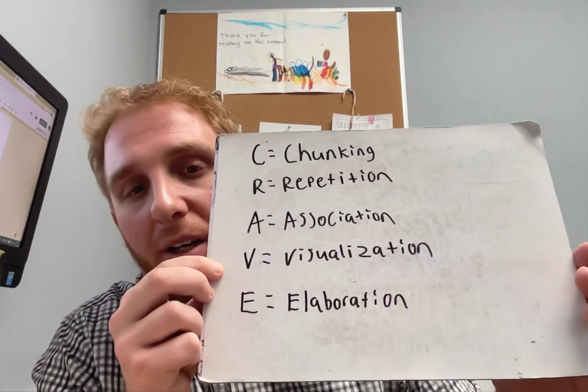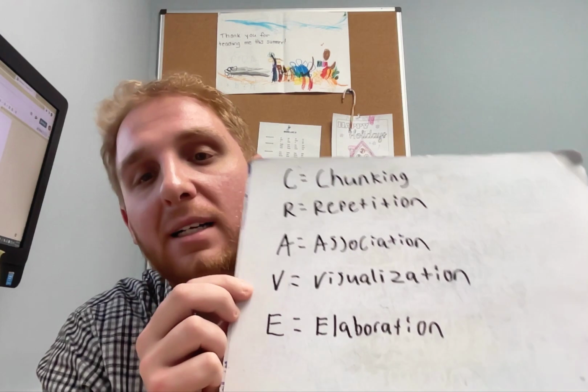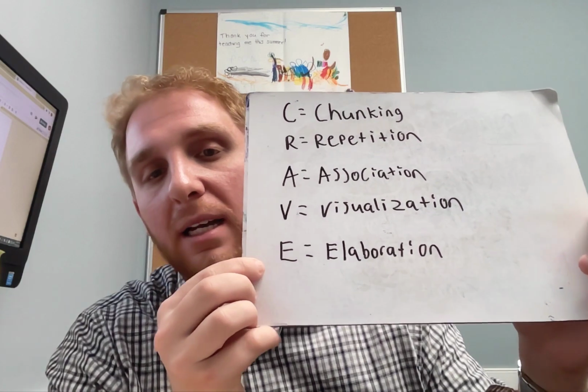The V in C.R.A.V.E stands for visualization. So this is basically just picturing what's going on in your head, having a mental image of it. And then the E stands for elaboration. This is basically taking information and turning it into a story.